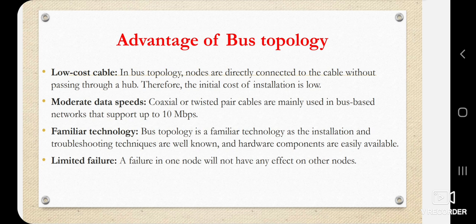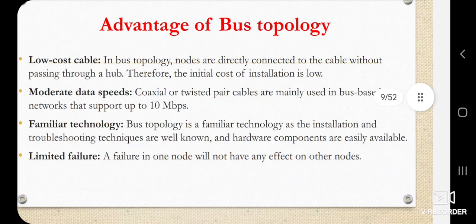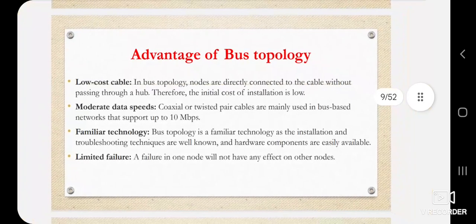Moderate data speeds. Coaxial or twisted pair cables are mostly used in bus based networks that support up to 10 megabytes per second. Familiar technology. Bus topology is a familiar technology as the installation and troubleshooting techniques are well known and hardware components are easily available. Limited failure. A failure in one node will not have any effect on other nodes.